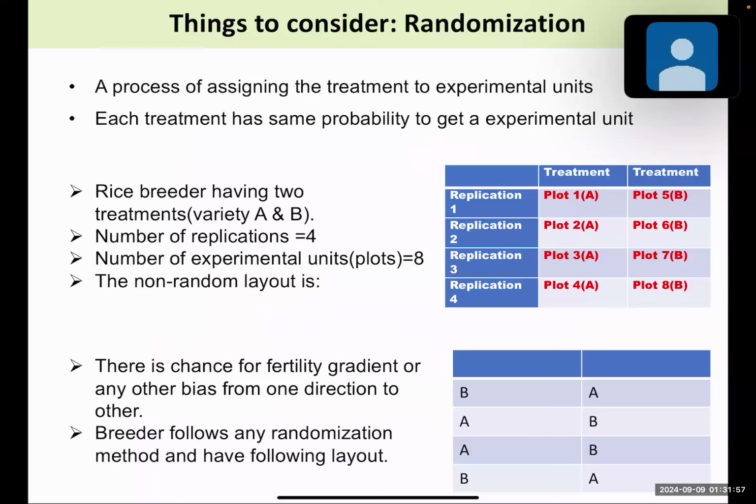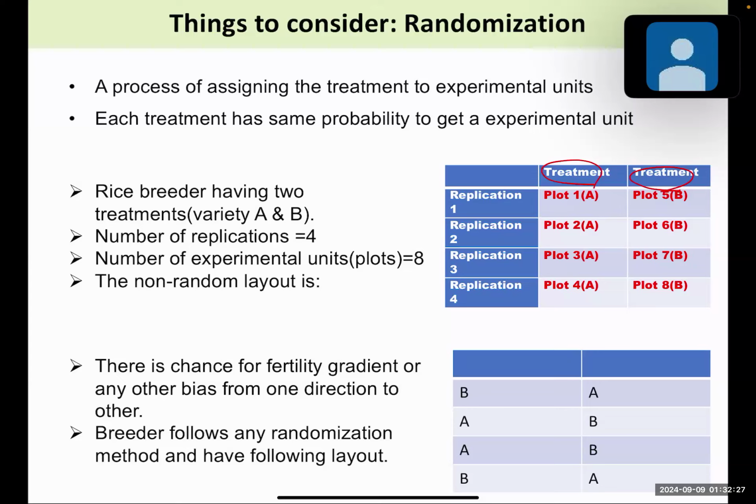Right, so there are other things to consider, such as randomization. In some experiments, the sequence of performing experiments in different groups can affect the data. So let's take a look into this example. Again, there is a rice breeder having two treatments, and the number of replications is 4. So the number of total experimental units is 8 because I'm testing two different treatments.